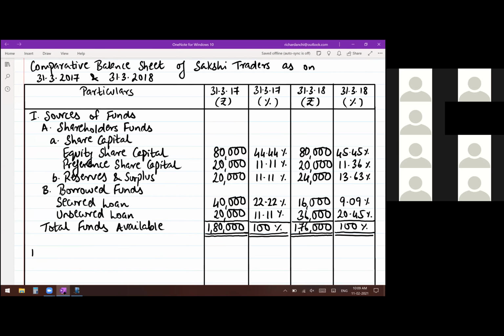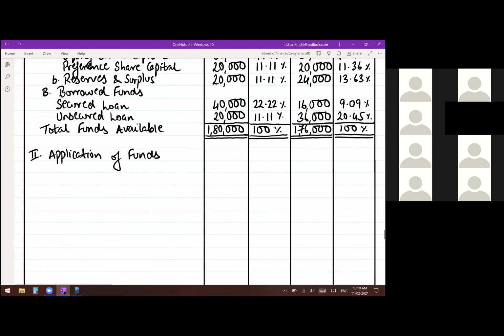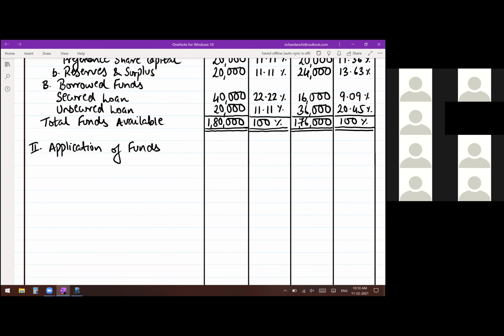Write down Roman number 2. Application of funds. Again, let's copy the amounts first, percentages at the end. Starting with the first, that is fixed assets. For 2017, it is 1,20,000. And 18, it is 1,44,000.